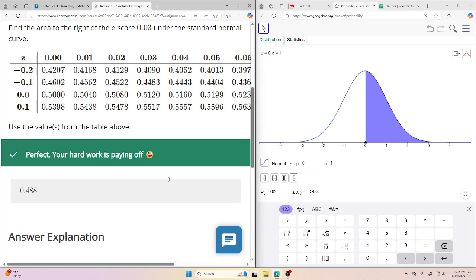If they have a table, if they have a Z thing, reset GeoGebra, type it in, and there you go. Unless you like tables, then you can do that.